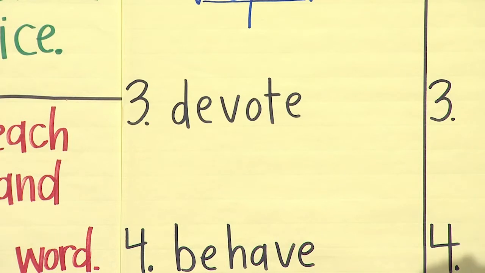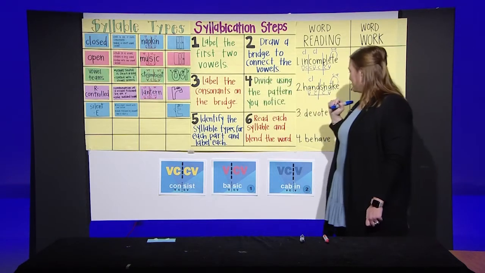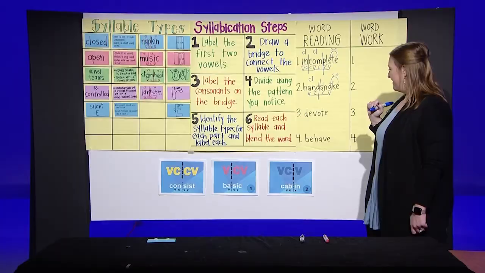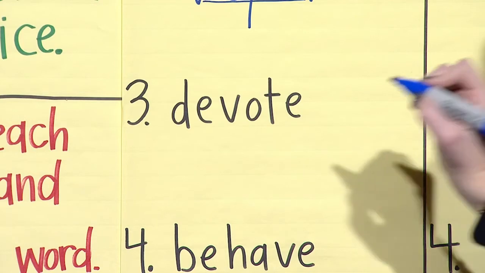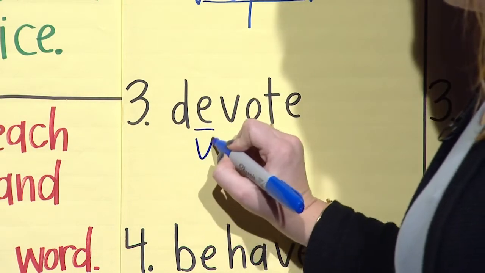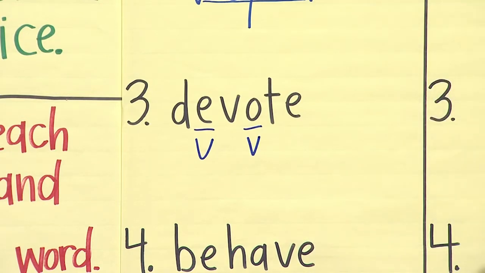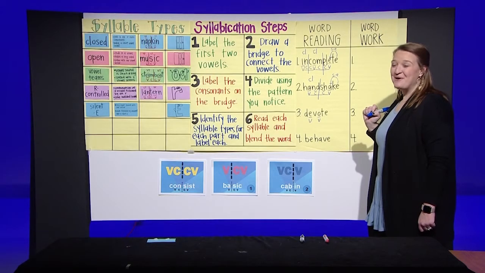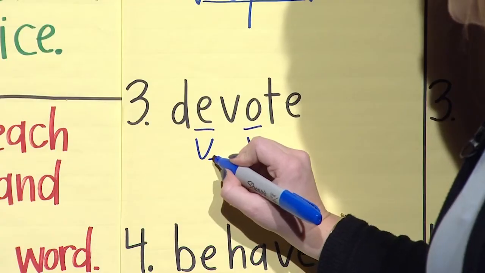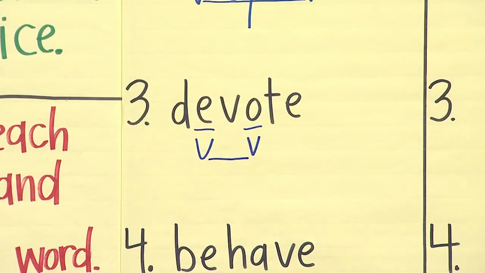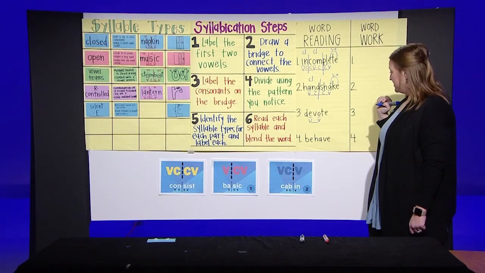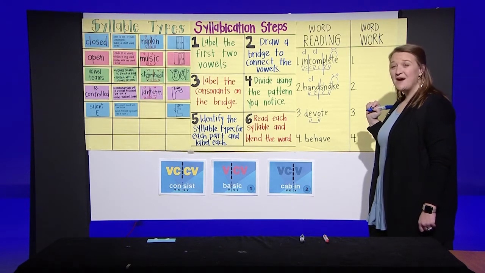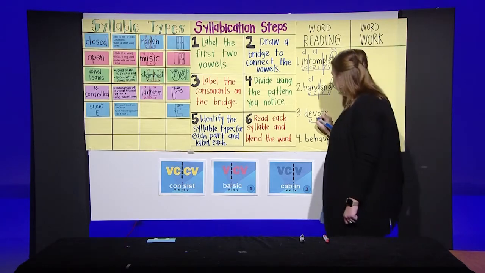All right. Can you remind me what step 1 is? That's right. Label the first 2 vowels. What are the first 2 vowels you see? I see E and O, so let's underline them and put a V. Step 2, draw a bridge. Draw our bridge from E to O. Step 3, label the consonants on the bridge. That's right, we only see one consonant, consonant V.